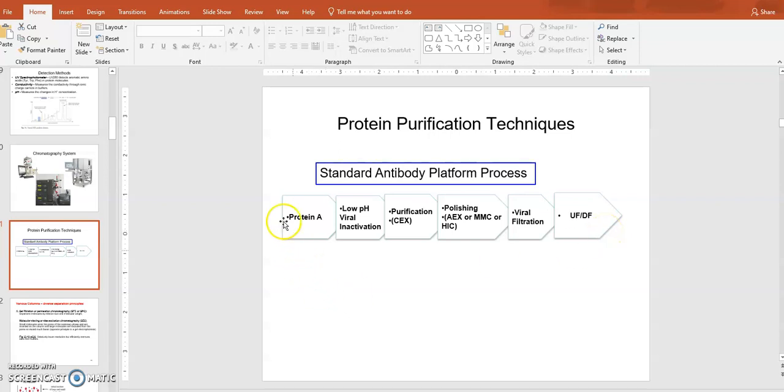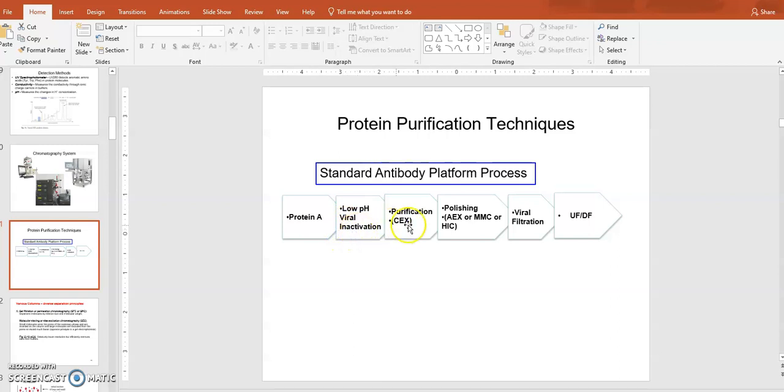Okay, so the first step is protein A. Protein A is what? It's an affinity chromatography run. Okay, so one chromatography run here, and then there's a low pH. So normally affinity chromatography is done at a low pH when you do the elution step. So that's low pH elution of the protein A column, which can be used as viral inactivation because at a low pH viruses are inactivated.